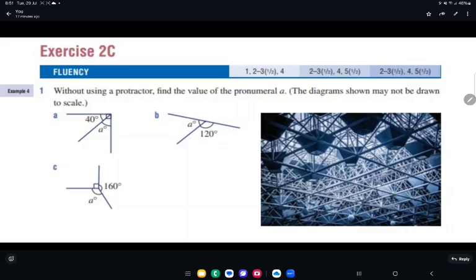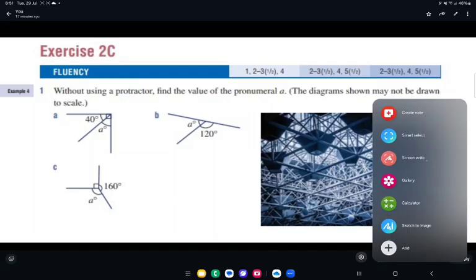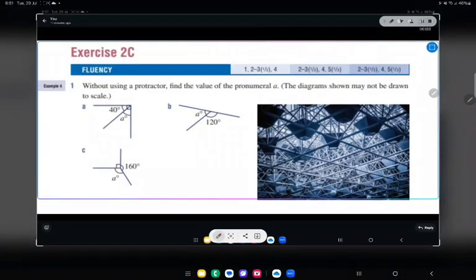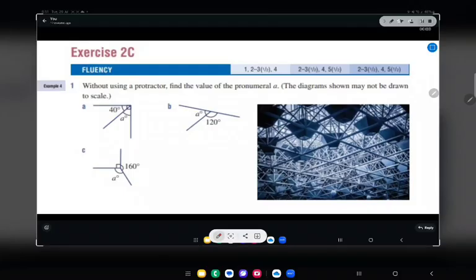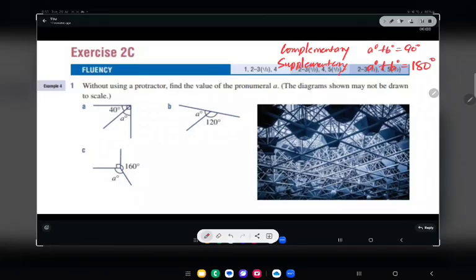Let's get started. In this exercise, we are discussing how to find the missing angles using the pair of angles. So we see complementary angles. If you have seen my previous video, we were talking about complementary angles. Two angles that sum up to 90 degrees are complementary. Then you talk about supplementary angles. If A degrees plus B degrees is 180 degrees, that's supplementary.